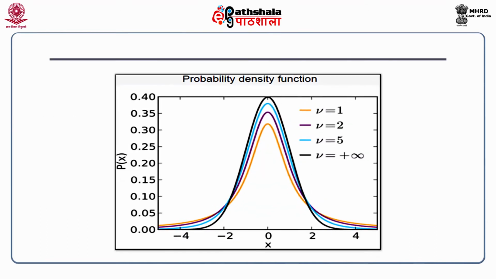As you can see in this particular diagram, as the mu, that is the degree of freedom, increases, the distribution shape is almost like a bell shape or a Gaussian distribution. But if the degree of freedom, the mu, is 1 or 2, it becomes platykurtic, that is actually a fat-tailed distribution.